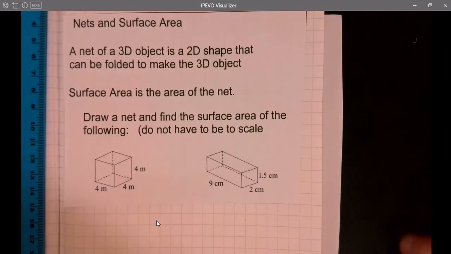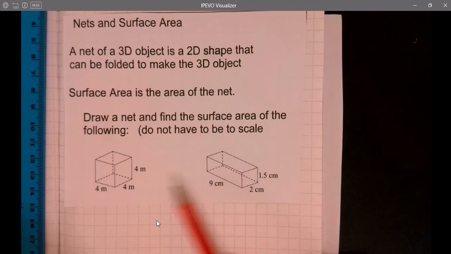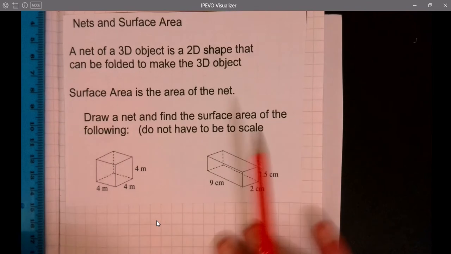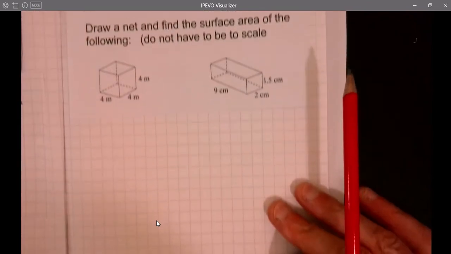Right, so we're going to look at nets and surface area. What we're going to try to do is draw the net of these two here. So we've got a cube and we've got a cuboid. Just try and work it through at the same time. Now I'm not going to draw these to scale because I don't have enough room. I'll try and get it so it's roughly about right.